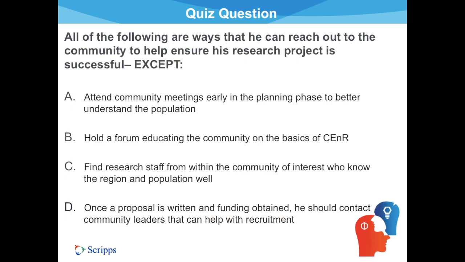Answers A through C are all methods he could employ to help his research project succeed. Answer D is incorrect. He should be in close contact with community leaders much earlier than the phase of recruitment, as the community should be involved in the proposal, research design, and even in the funding process.